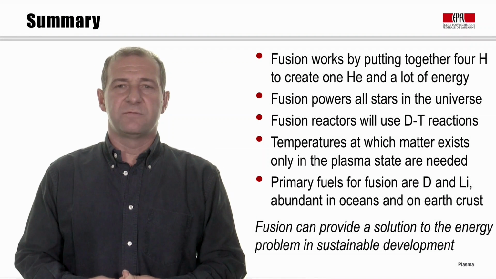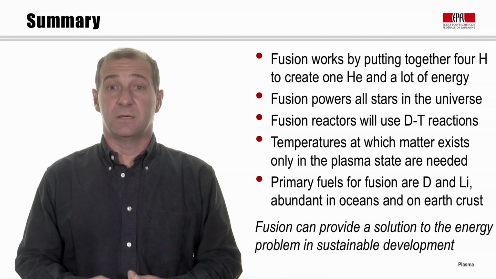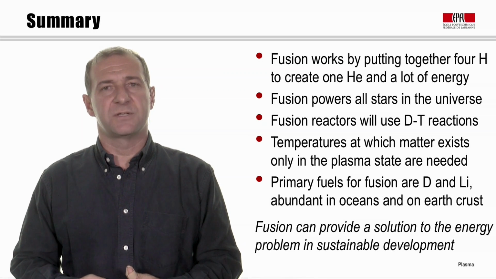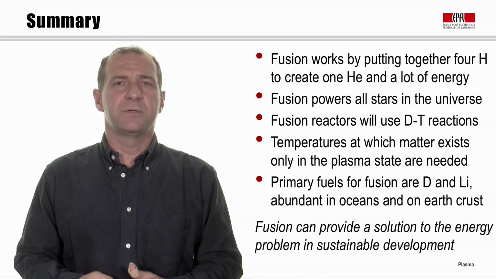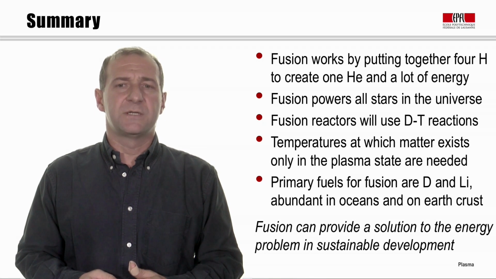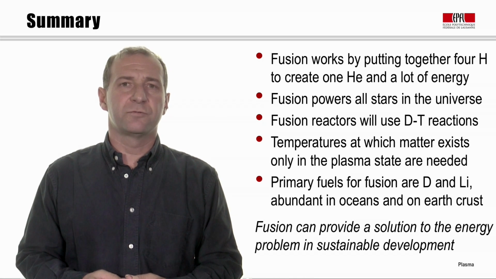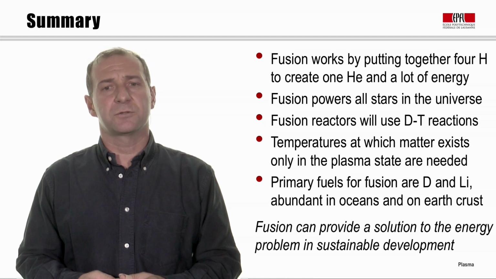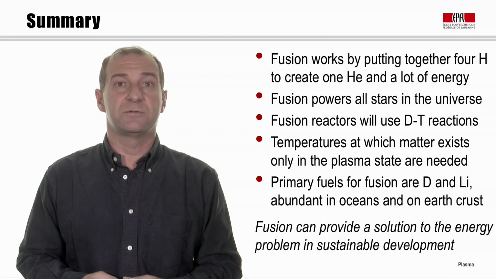In summary, we have seen that fusion works by putting together 4 hydrogen nuclei to create 1 helium and a lot of energy. Fusion actually works already in nature because it powers all the stars in the universe, including our sun. The fusion reactors on Earth will use the DT reactions. But even for the DT reactions, we need temperatures at which matter exists only in the plasma state. The primary fuels for fusion are deuterium and lithium, which are both abundant in the oceans and in the Earth's crust. So I believe fusion can provide a solution to the energy problem that's compatible with sustainable development.